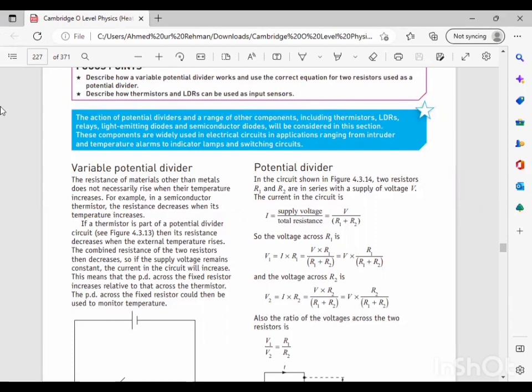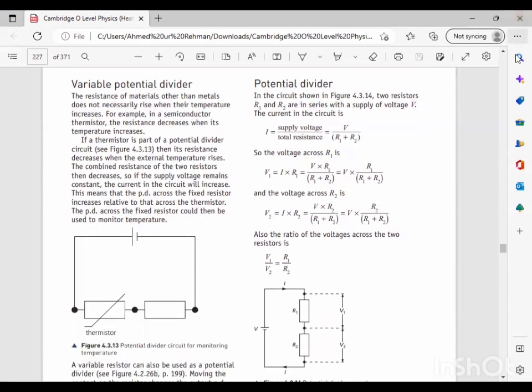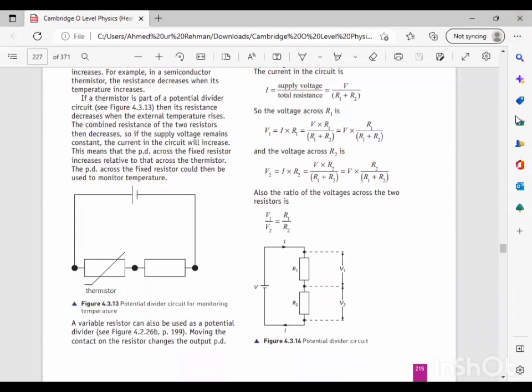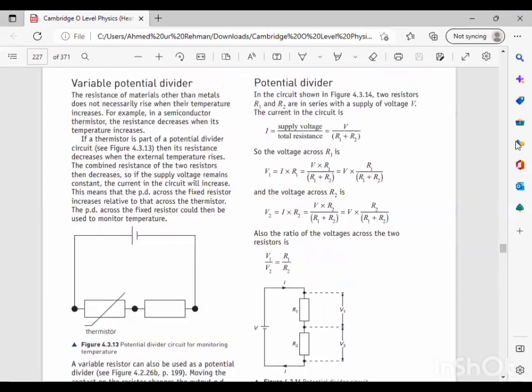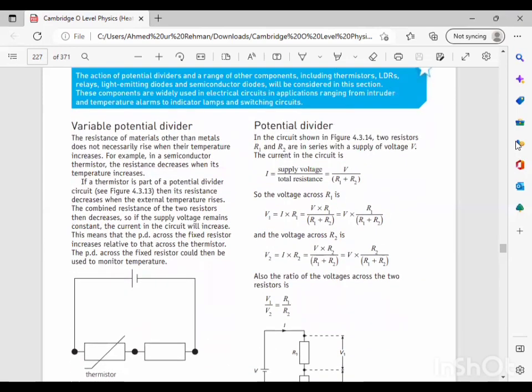The combined resistance of the two resistors then decreases. So if the supply voltage remains constant, the current in the circuit will increase. This means that the potential difference across a fixed resistor increases relative to that across a thermistor. The potential difference across a fixed resistor could then be used to monitor temperature. A variable resistor can also be used as a potential divider. Moving the contact on the resistor changes the output potential difference.